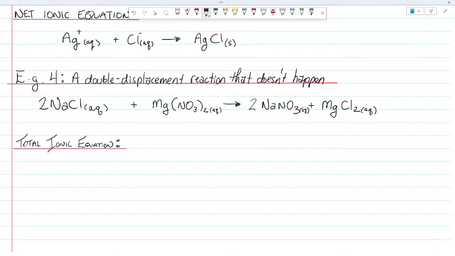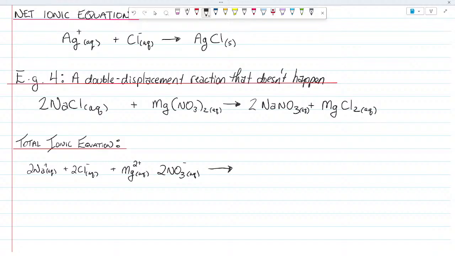So in this case, we would get 2 sodium ions, right? And we would get 2 chlorine ions. And we would get a magnesium ion. And we would get 2 nitrate ions, right? They are separate now. The 2 goes in front because they're not stuck to each other. They all float freely, right?